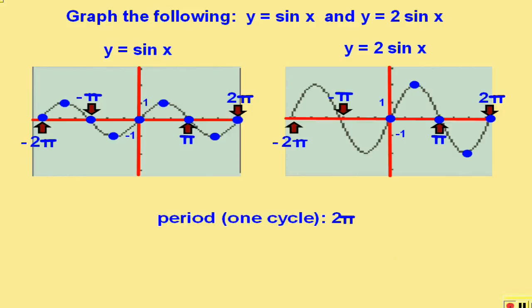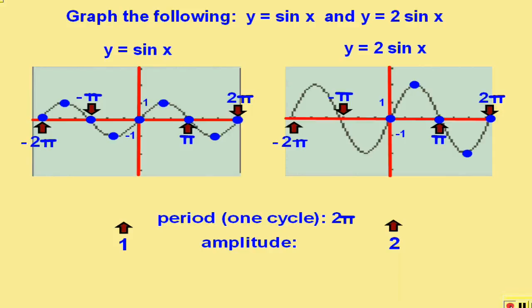In looking at the periods of each graph, we can see that each one has a period of 2 pi, where the period stands for one complete cycle before it repeats again. However, what was different was the amplitude.